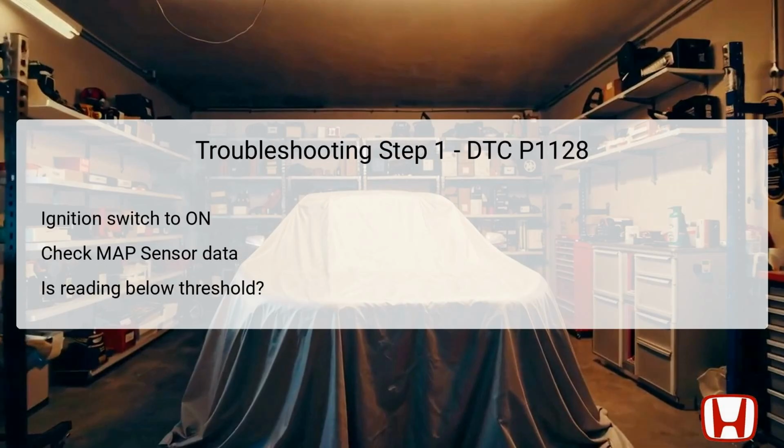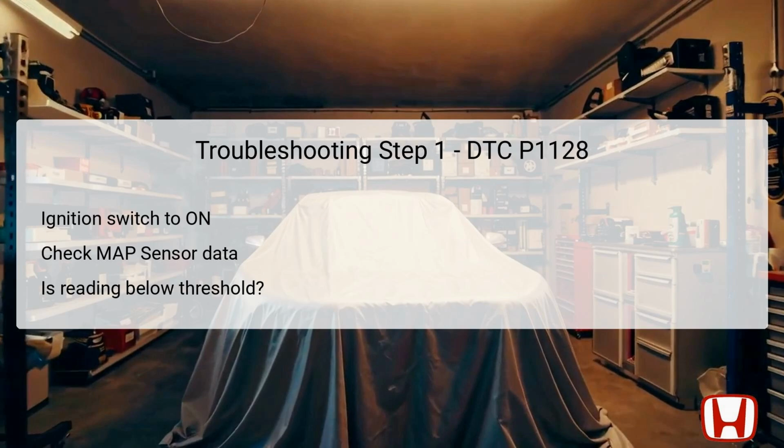The first troubleshooting step involves turning the ignition switch to the on position. Step 2: this action powers the vehicle's electrical systems without starting the engine. After switching on, use the Honda Diagnostics System (HDS) to check the MAP sensor data listed in the system.